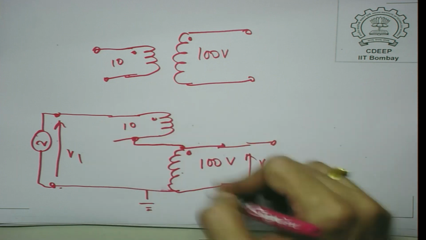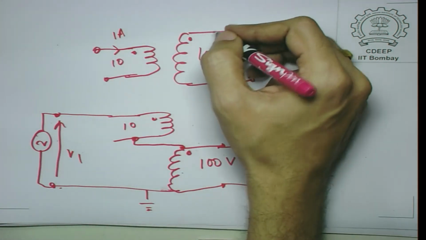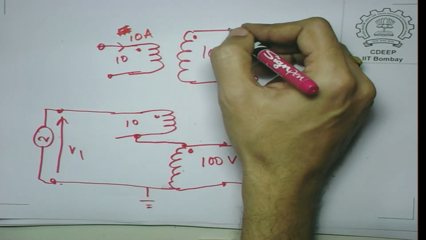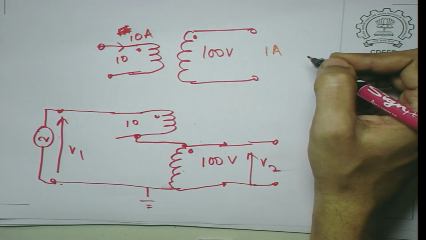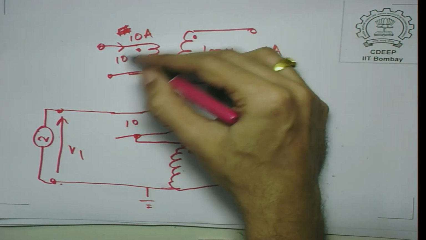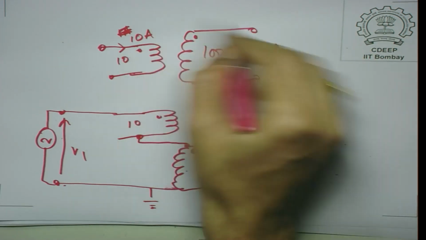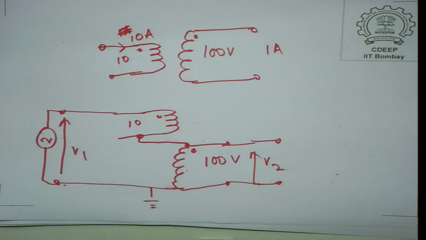Now if you look at this, suppose this is rated at, let us say, 10 ampere here and the rating of this winding is 1 ampere here, okay. This is 10 volts into 10, this is 100 into 1. So the volt ampere rating on primary and secondary is equal. We assume the magnetizing current is very low. So N1 by N2 is equal to I2 by I1.